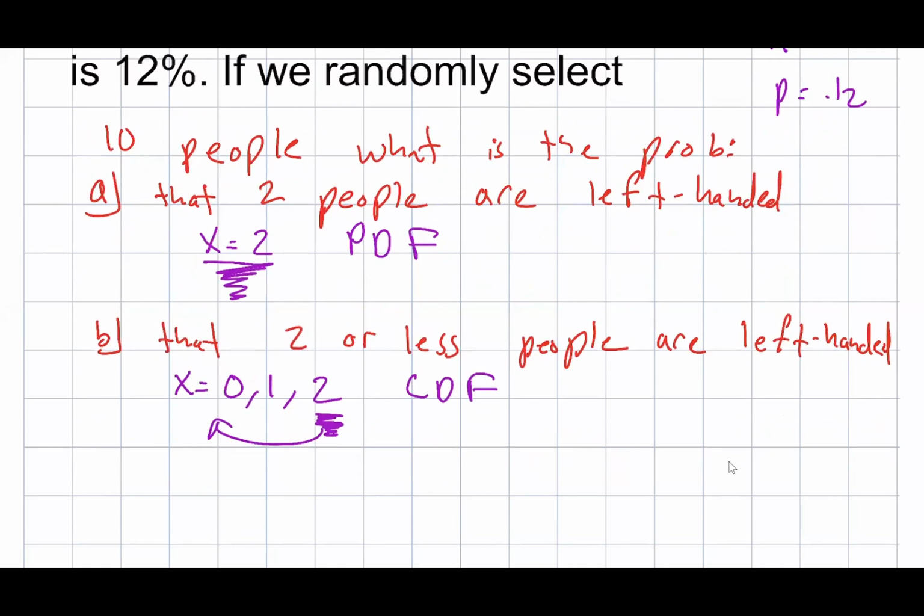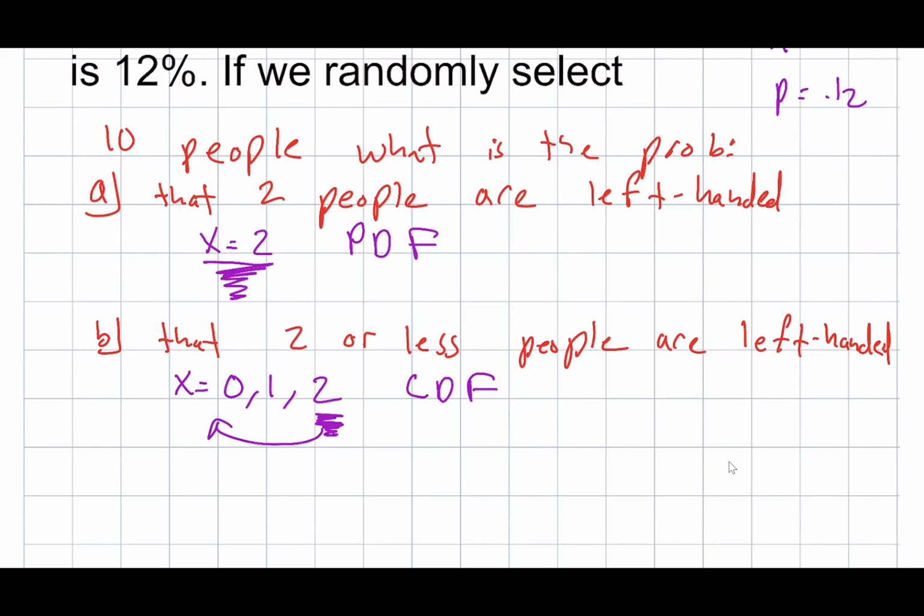PDF, if you want to find the probability of a singular event or a singular X occurring. Pretty much for CDF, if you want to find the probability of that event occurring and everything below it all the way down to 0.